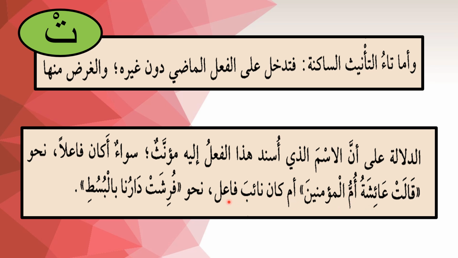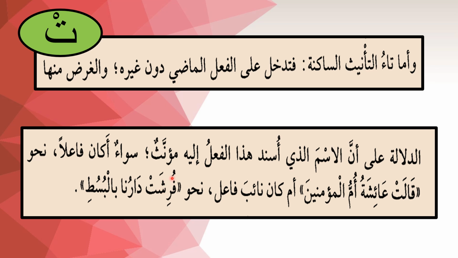Kana naib al fail. So now you will see this example here as naib al fail. فرشت دارنا بالبسط. Busut means carpeted and furishat means spread out. Furishat, farasha, to spread out. And dar, as you know, is a feminine noun considered by Arabs as feminine. So our houses are carpeted. So this is the example, and here dar is a naibul fail.